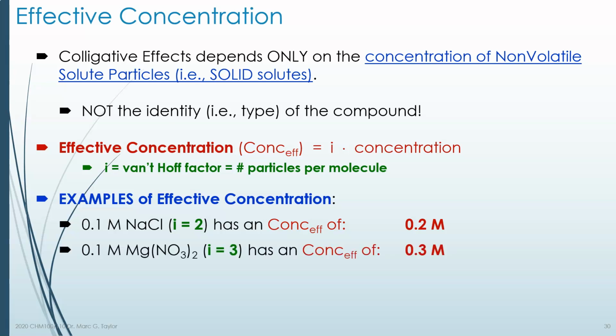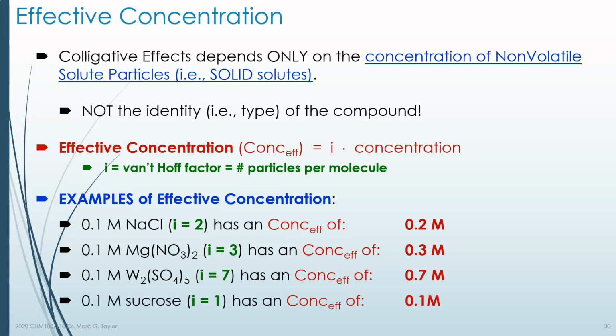Likewise, magnesium nitrate, a very soluble compound, breaks up into a total of 3 ions: 1 magnesium ion and 2 nitrates. So if I make a 0.1 molar solution of magnesium nitrate, I really have 0.3 molar of particles dissolved in that solution. Likewise, if I have tungsten(V) sulfate, this will break up into 2 tungsten(V) ions and 5 sulfate ions, for a total of 7 particles for each formula unit. So if I make a 0.1 molar solution, I really have 0.7 molar of particles in solution.